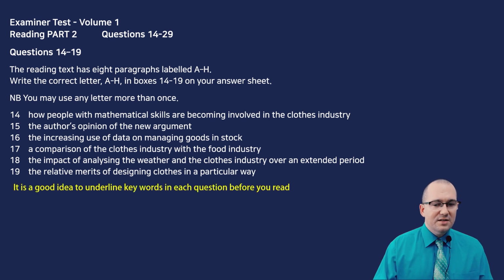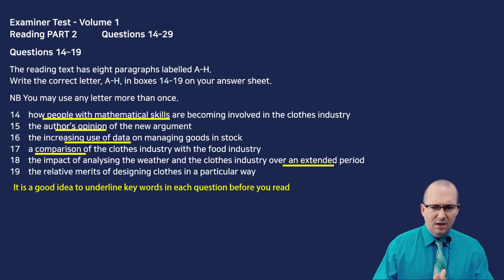So it's a good idea to underline keywords in each question before you read, like we did with the other one. So people with mathematical skills. That seems like the main theme of a paragraph, so we need to find that one. Again, we're looking for the author's opinion with 15, and even though it's the second statement, author's opinion usually comes at the end. So we probably find this one near the end. The increasing use of data. Okay, so again, there must be a paragraph that talks about a trend in managing goods in stock. A comparison of clothes industry and food industry. We want to find that.